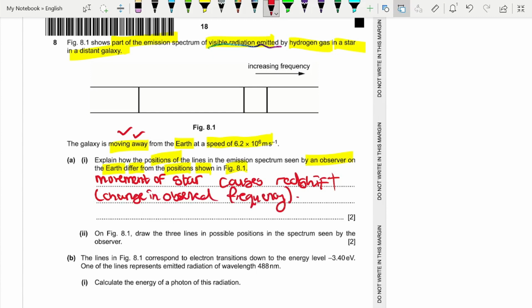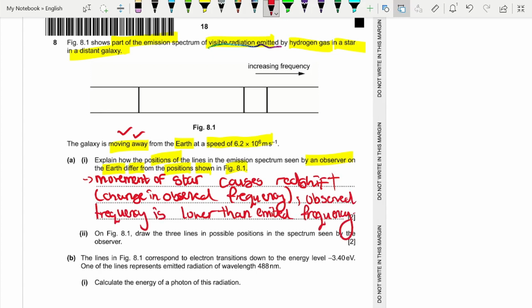So now how would these positions be seen? What I will now be observing is an observed frequency that's going to be lower than the emitted actual frequency because of redshift. So the positions are going to have a lower frequency than the actual emitted frequency. That's the explanation.